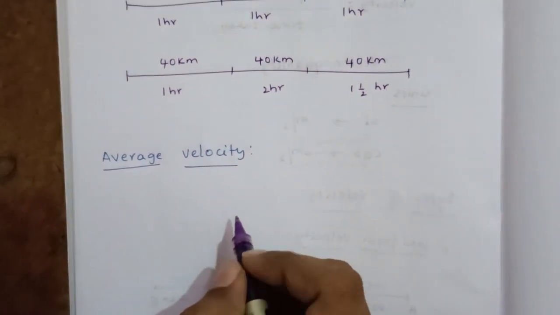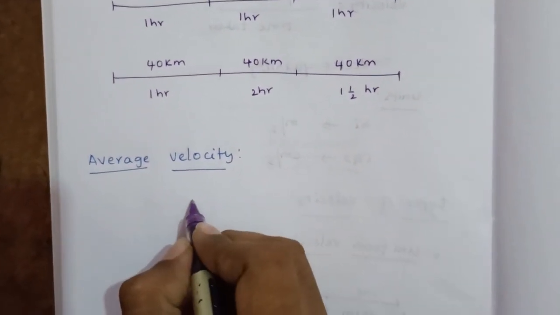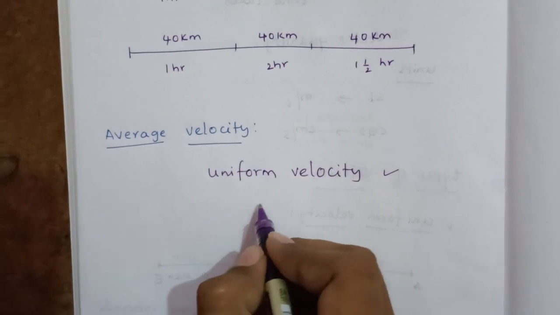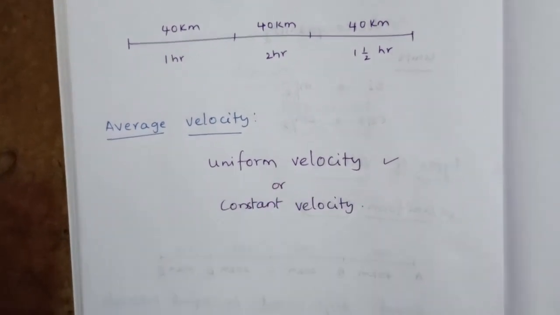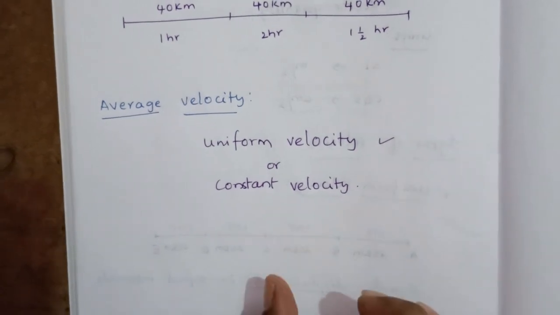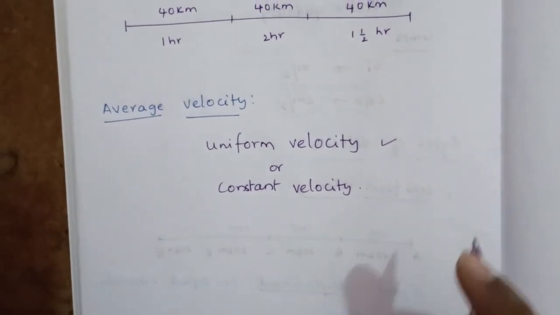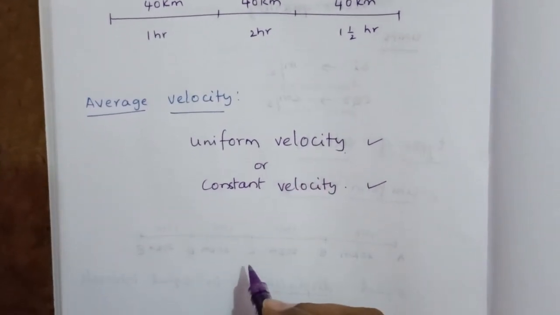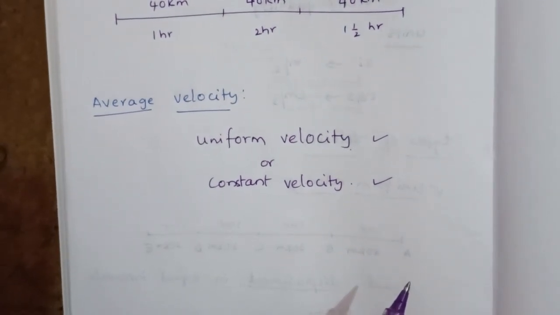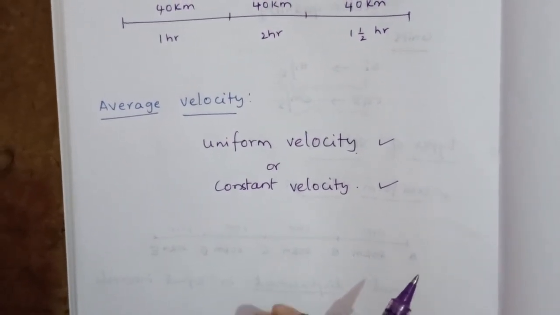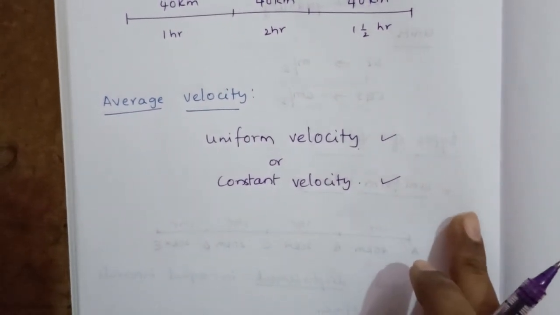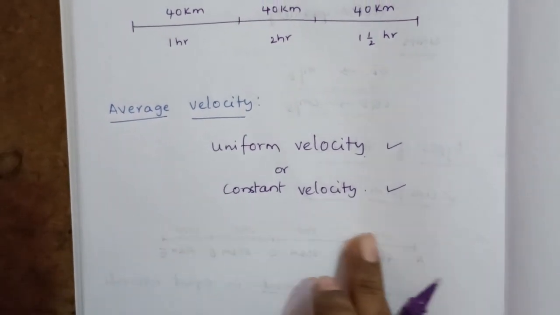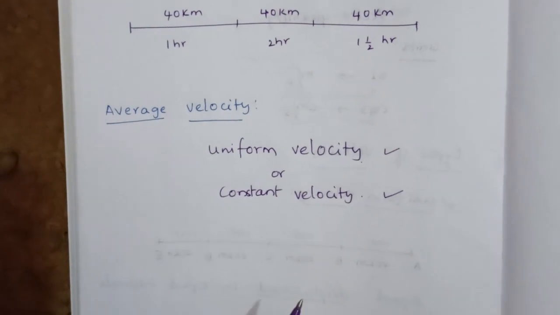Now, average velocity. If a body travels with uniform velocity, the velocity of the body does not change. That's why it is also known as constant velocity. Here the body is continuously traveling with the same velocity. The velocity of the body is not changing. So here the average velocity is equal to its normal velocity, because the velocity of the body is not changing. In the entire situation it is traveling with the same uniform velocity. So the velocity of the body is not changing at any point. So its normal velocity becomes the average velocity.